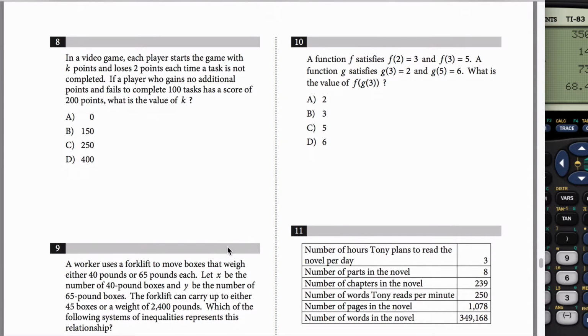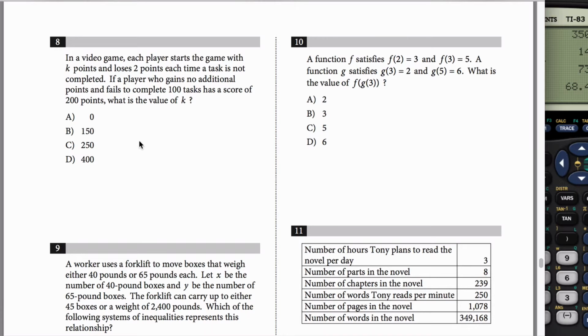Number 8: in a video game, each player starts the game with K points and loses 2 points each time a task is not completed. The player who gains no additional points and fails to complete 100 tasks has a score of 200 points. What is the value of K?